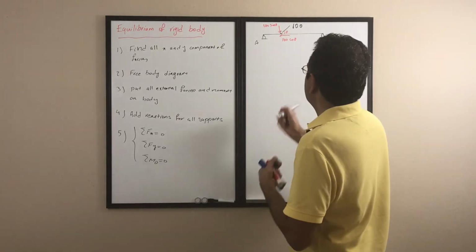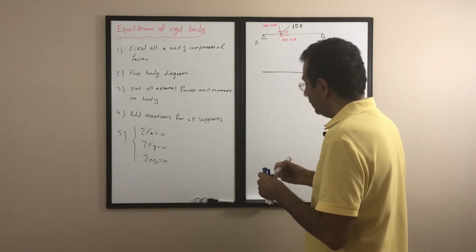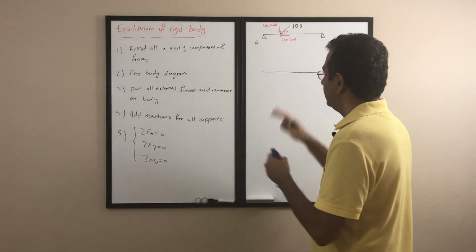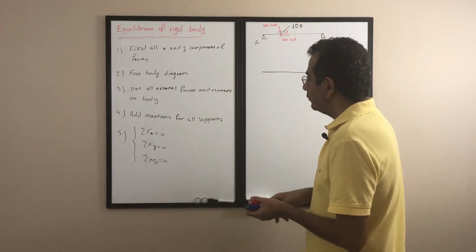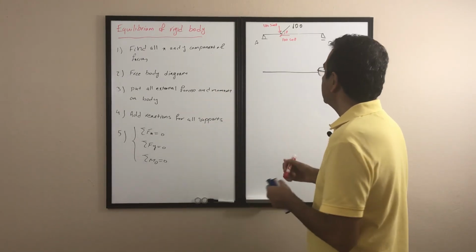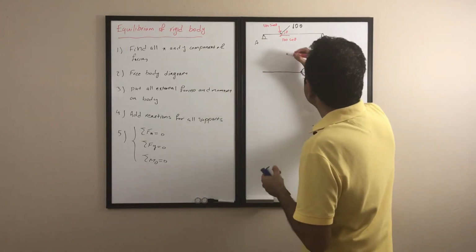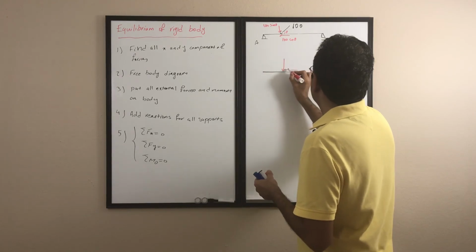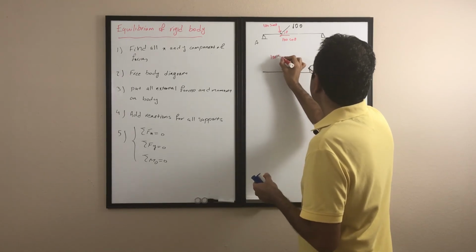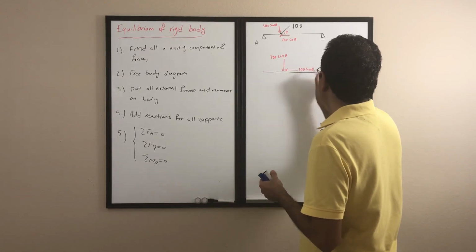Then the free body diagram: just draw the beam here, the body here, nothing on there, remove all the supports, remove all the forces. Then add all the external forces and all the external moments on the body. Here we don't have an external moment, but we have external forces. So I'm going to put those 2 forces here: 100 sine theta and 100 cosine theta.